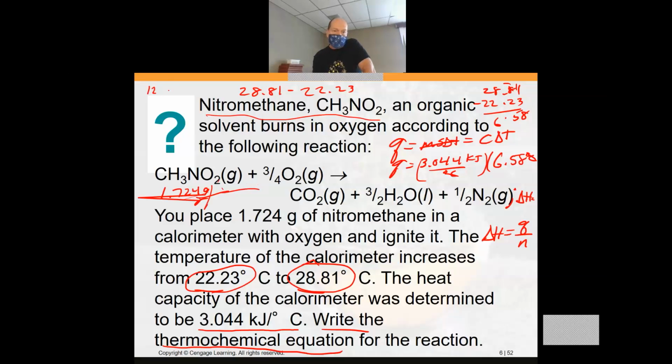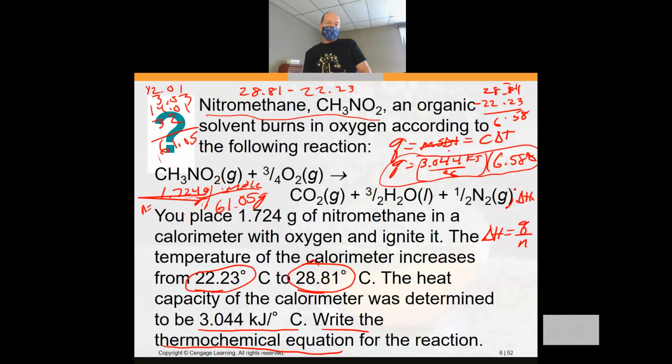So we've got 1 carbon, 12.01. We've got 3 hydrogens, 3.03. We've got a nitrogen, 14.01. And we've got 2 oxygens, that's 32.00. So we add that up and we get 61.05 grams per mole of the nitromethane. That is our molar mass for converting to n. So here is your Q, here is your n. In order to get the delta H, you have to take Q over n.